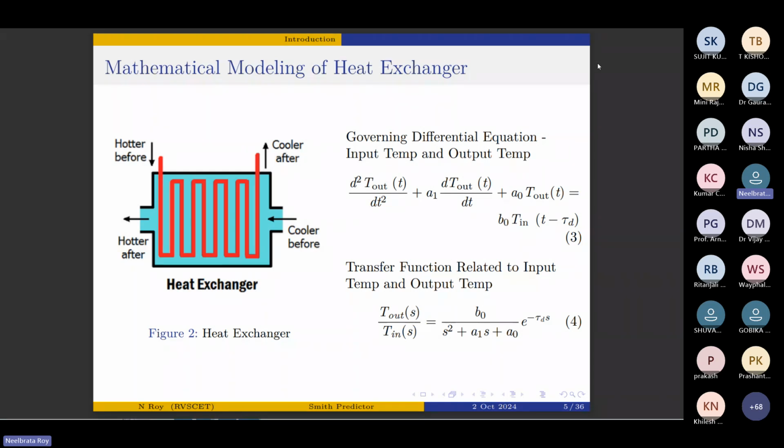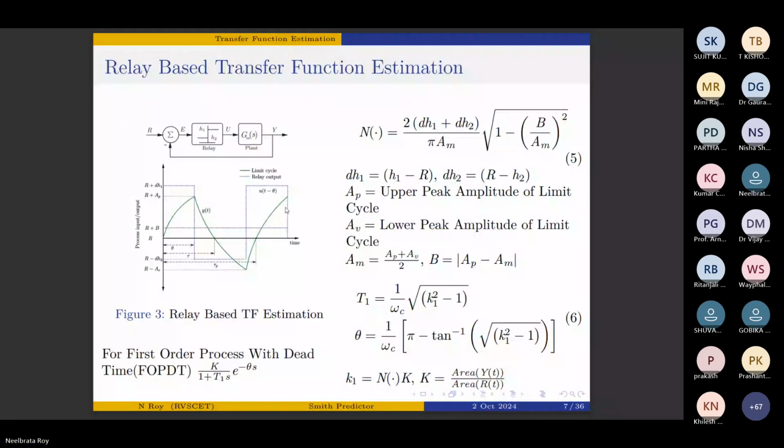And by taking the Laplace transform, we can see that the input output relations have a time delay term. So this is one way to estimate the transfer function. But for this, we have to know the physical quantities. So to get rid of these things, what we do is we use relay based transfer function estimation.